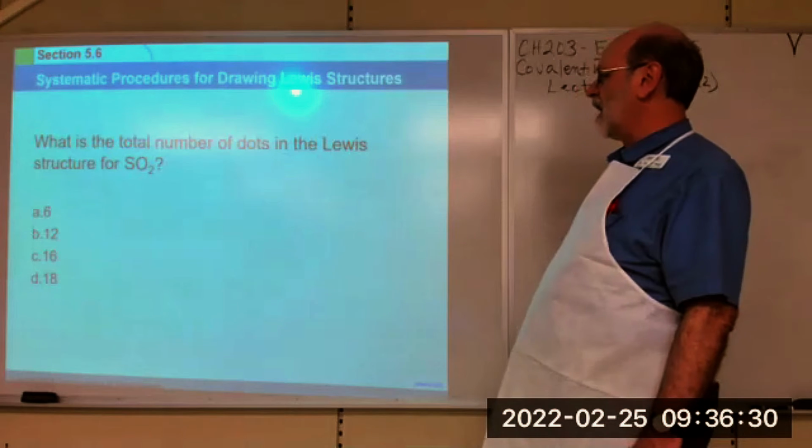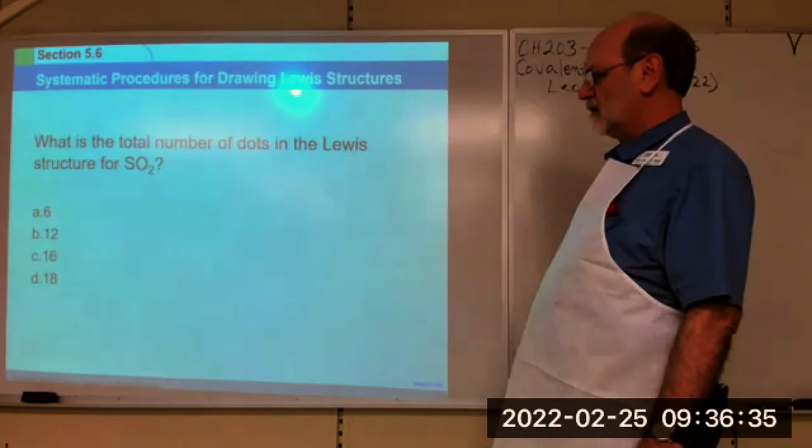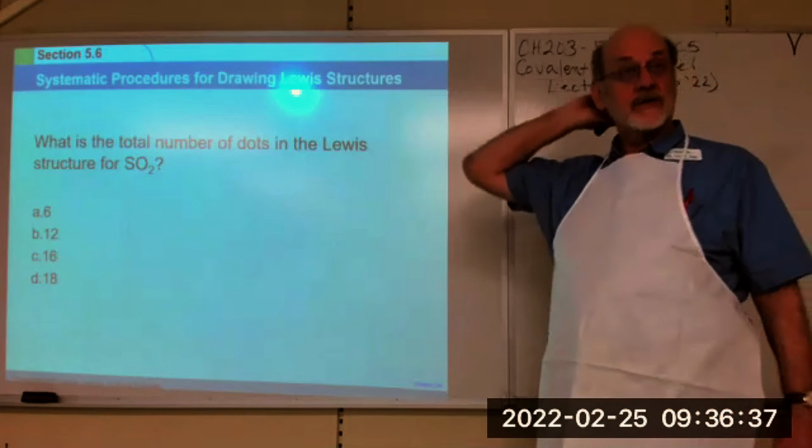What are the total number of dots in the Lewis structure for SO2? Did that one already, didn't we? It's 18. We counted them up.